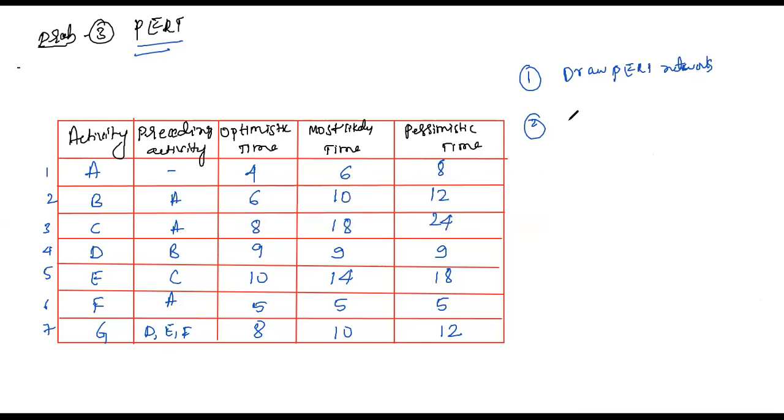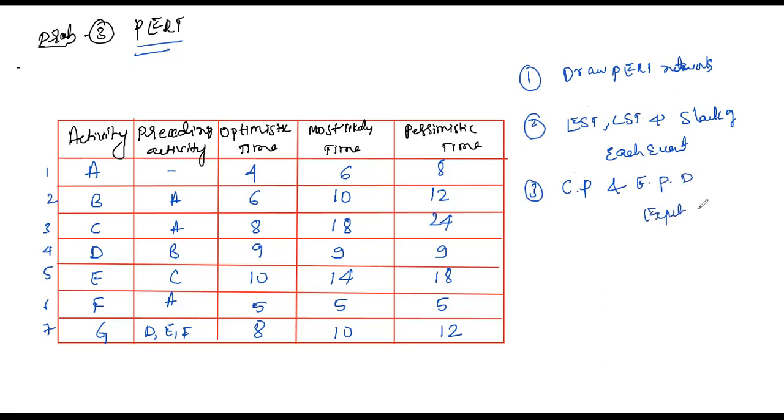Next, they have told us to find the EST, LST, and slack of each event. Second thing is we need to find out the earliest starting time and the latest starting time of each activity, and also the slack of each event. And the third one is we need to find out the critical path and also the expected project duration.